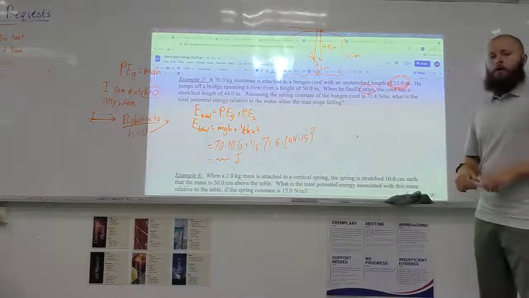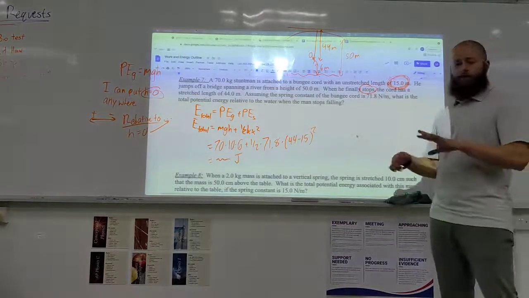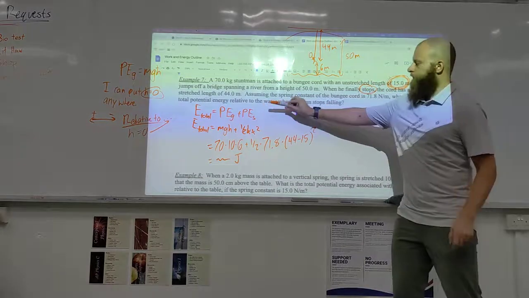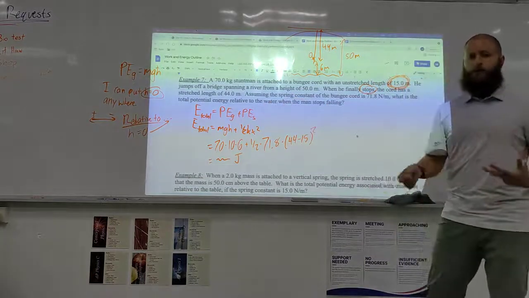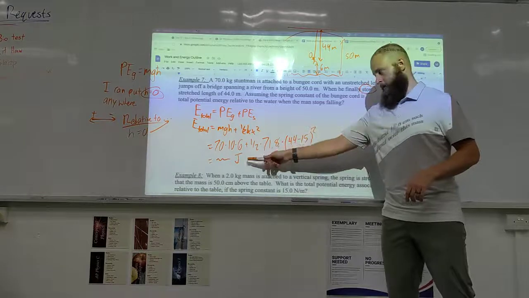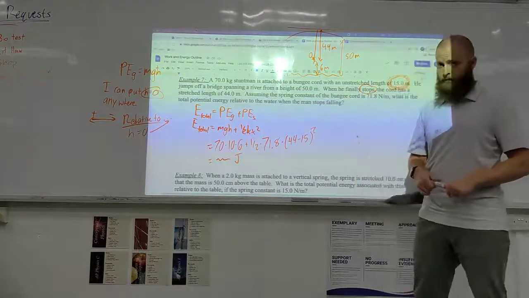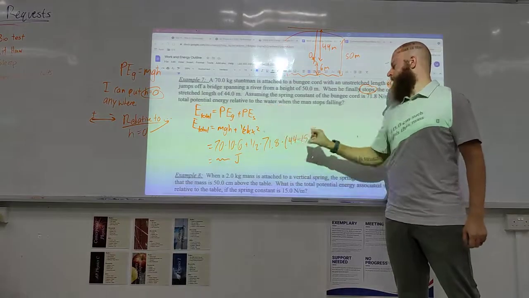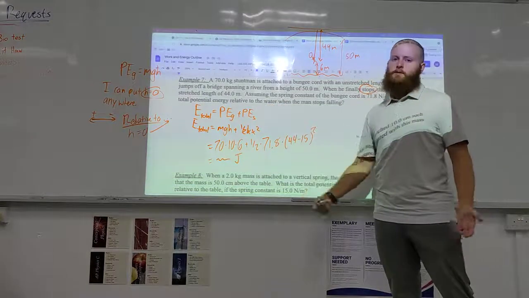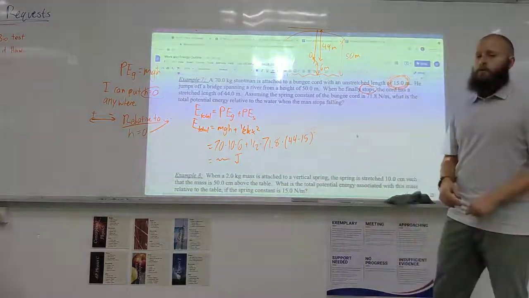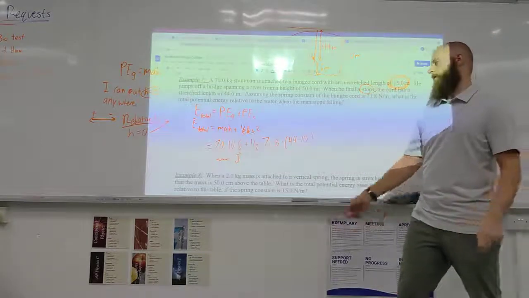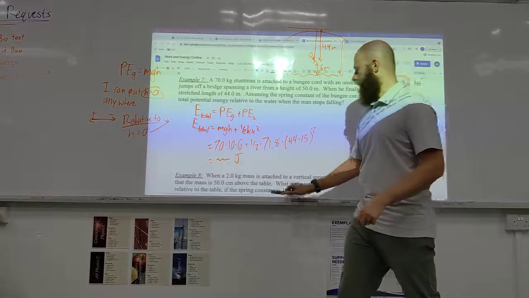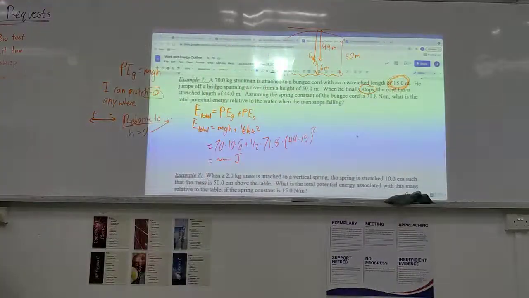If you want to plug it in, find it out, that's great, but I'm more concerned in the setup. These first 3 steps are what's really important. This calculation is not that important. Remember on the AP test, this would probably be a point, this would be a point, and then finally your answer would be like 1 point. So it's really important that you're getting that setup right. Getting the final correct answer is not as important. So let's move on to our final question.